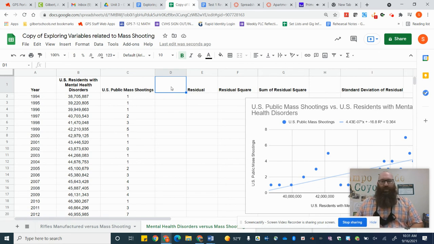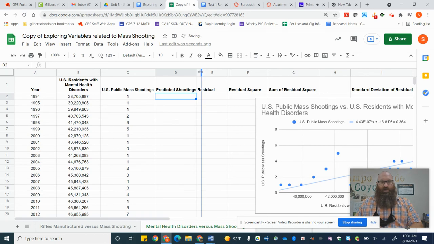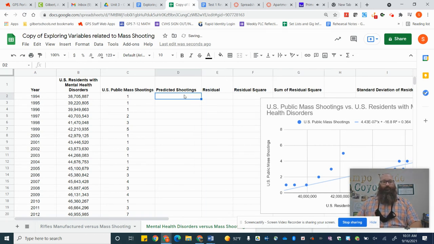So remember, I forgot to put one heading in here. In the D column, we would put predicted shootings. Here again, I can hover over the boundary between D and E and make it a little wider, that way I can see my data. Now, anytime we want a spreadsheet to calculate for us, we start by pressing the equal key. That way the spreadsheet knows it's going to start doing some work. Now we need to type in this equation.